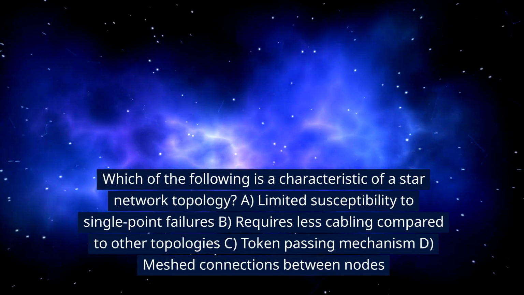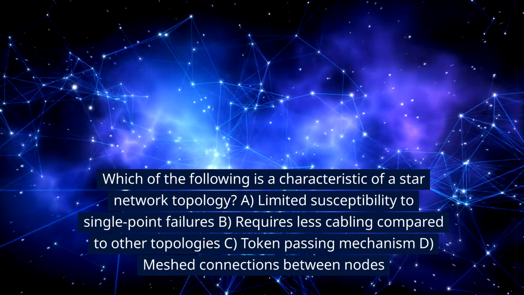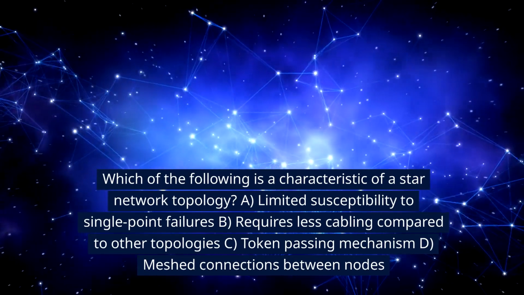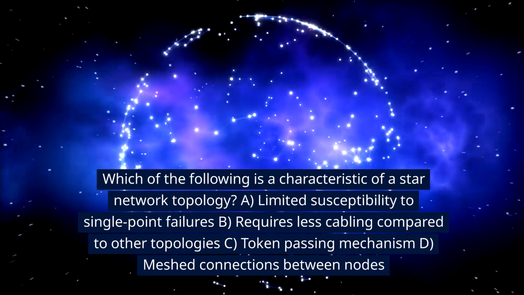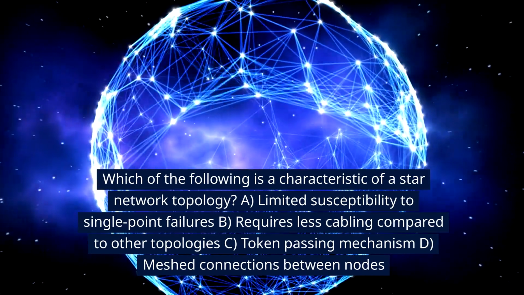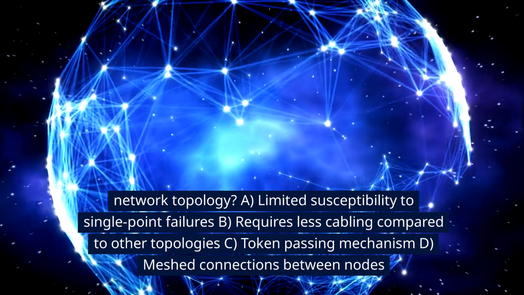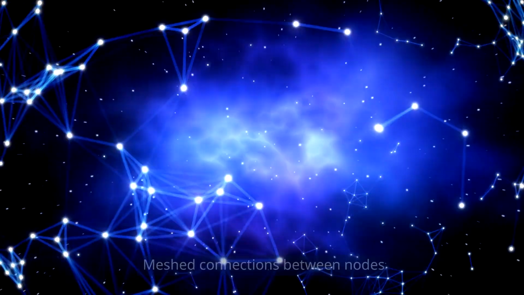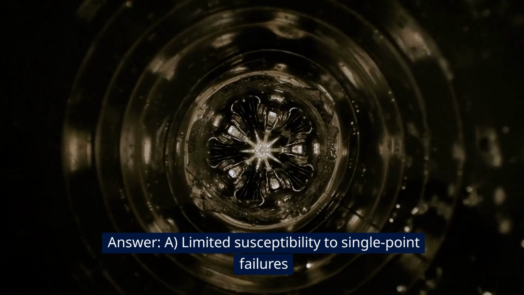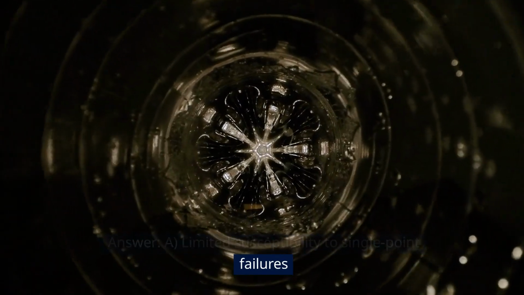Which of the following is a characteristic of a star network topology? A. Limited susceptibility to single-point failures. B. Requires less cabling compared to other topologies. C. Token passing mechanism. D. Meshed connections between nodes. Answer: A. Limited susceptibility to single-point failures.